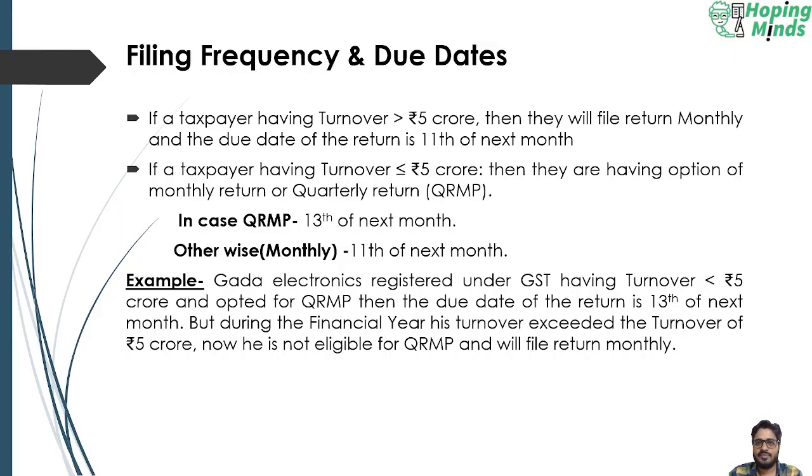Let's understand this with an example. Gada Electronics, registered under the GST, having turnover of less than 5 crores, has opted for quarterly return and monthly payment. Then the due date of the return is the 13th of the month succeeding the quarter. But during the financial year, his turnover exceeded the turnover limit of 5 crores. Now he is not eligible to file his GSTR-1 return on a quarterly basis and he is required to file GSTR-1 on a monthly basis.